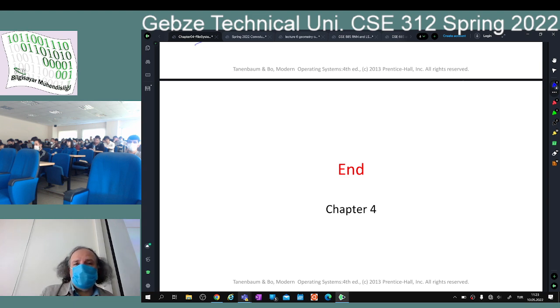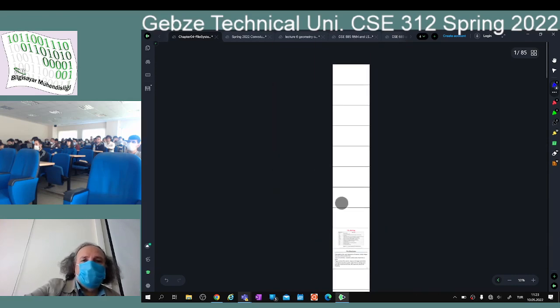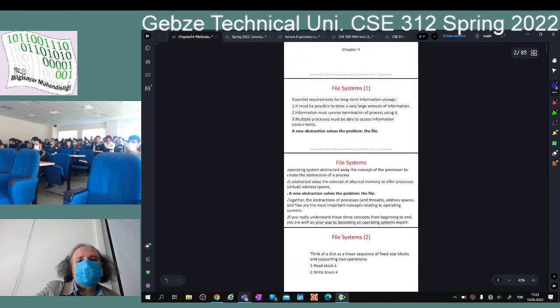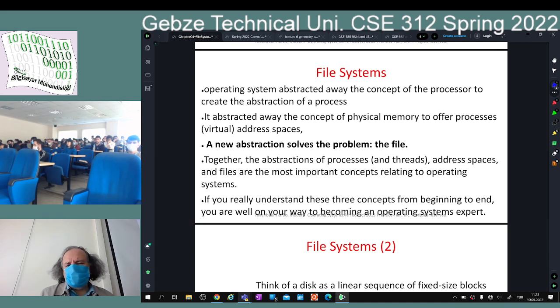as the book says, you are becoming an operating system expert. What did the book say? Yeah. If you really understand these three concepts from the beginning to end, you are well on your way to becoming an operating system expert. I am not saying that you are an operating system expert, but you are making good progress. So I think I will stop here.